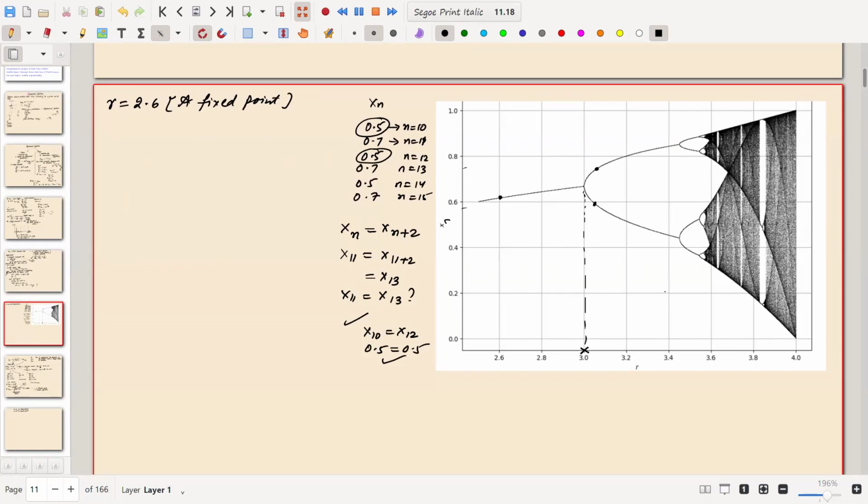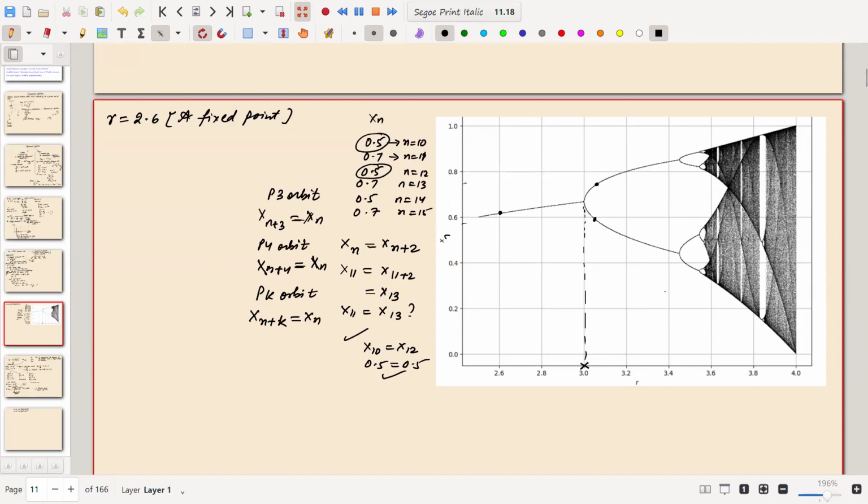So if it is a period 3 orbit, what will happen to the data set? For a period 3 orbit, xn plus 3 is equal to xn, isn't it? For a period 4 orbit, xn plus 4 is equal to xn. So for a general period k orbit, for any periodic orbit, you will have xn plus k equal to xn. Okay, that's how it is. So this is a condition. We'll learn more about periodic orbits later.